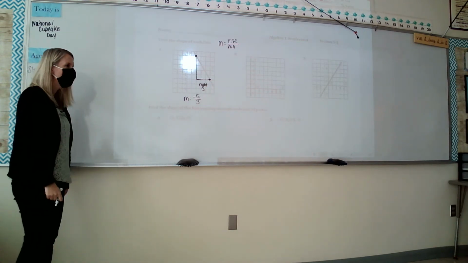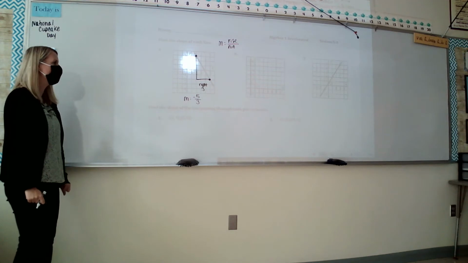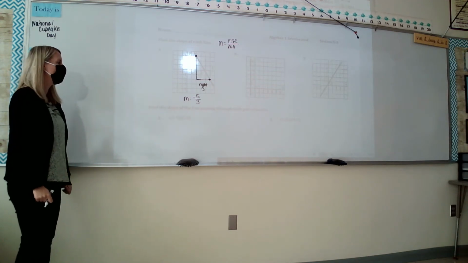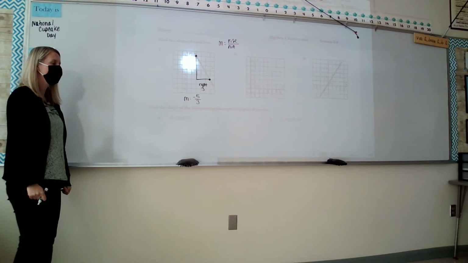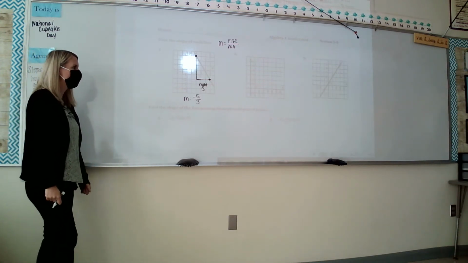So don't write 5/3, don't write 3/5, don't write negative 3/5. It gets all sorts of confusing if you put stuff in the wrong spot. Just take into account what your direction was. Down is negative, or left is negative. Up is positive, right is positive.